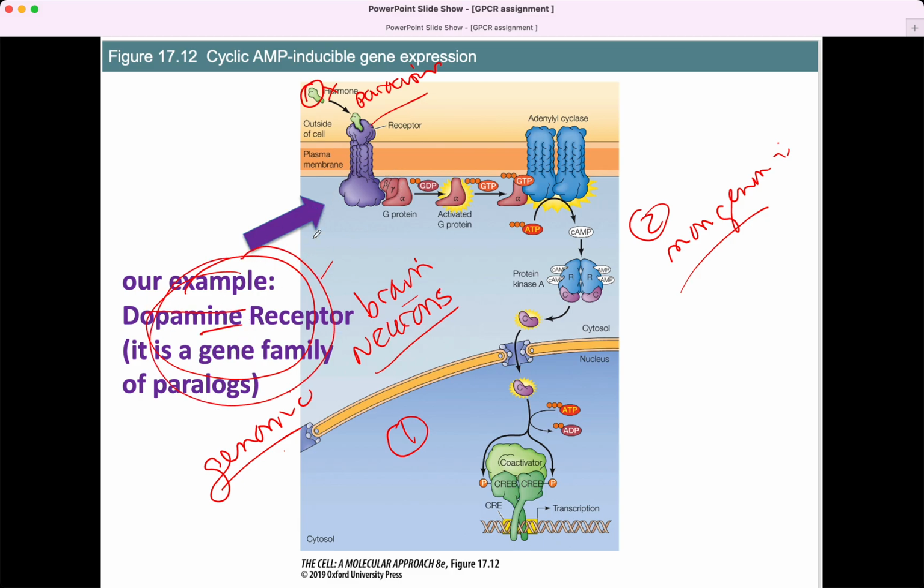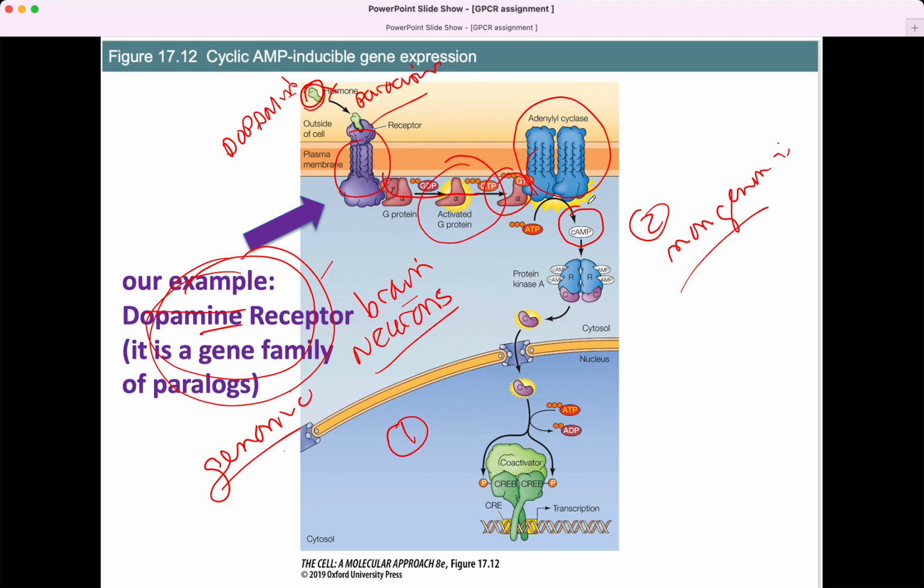Our example is this is the dopamine receptor, and dopamine in the brain will bind to the dopamine receptor, and it will activate a trimeric G protein. And this trimeric G protein happens to again activate adenylyl cyclase, and we synthesize cyclic AMP. Now, these G proteins in various G protein coupled receptor pathways can activate a lot of different things, but both our examples and drawings happen to include adenylyl cyclase.